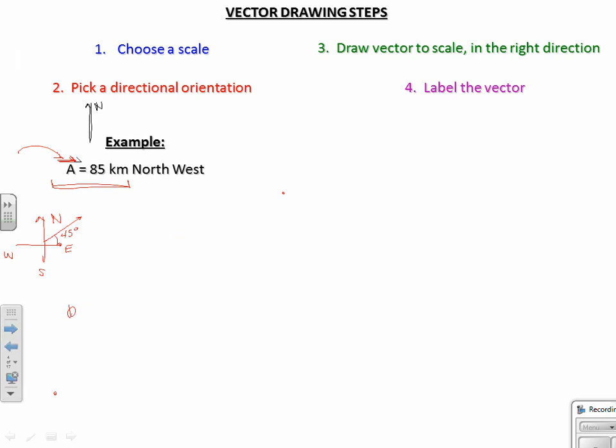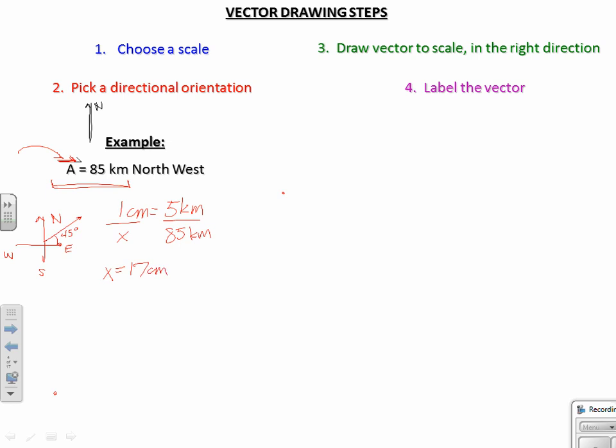And I bet on your paper, if you were to choose a scale like this, 1 centimeter is 5 kilometers. Well, then what you could do is say, if I need 85 kilometers, how many centimeters long do I need? Well, you cross multiply, and you're going to get x's, I believe, 17 centimeters.